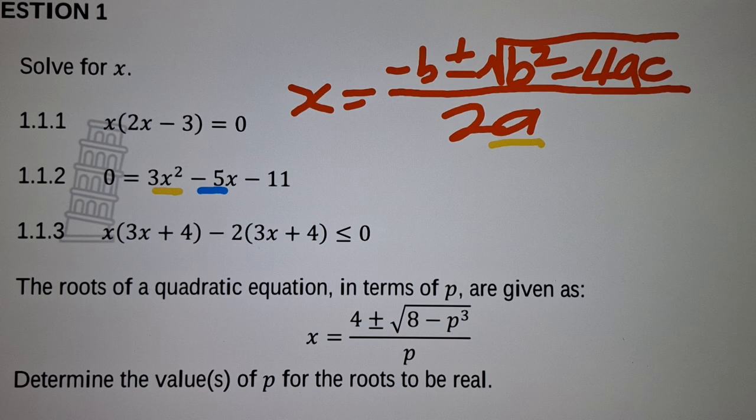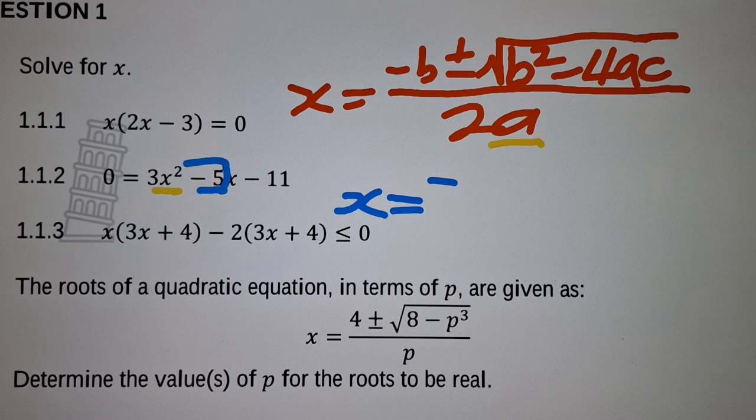Then we say x, we're going to substitute now. Recall, x is equal to what? To negative b. Then in the place of b, remember b is the coefficient of x, in this case, negative 5. Okay? So we're going to write it like this: negative b, then minus, then b, negative 5.